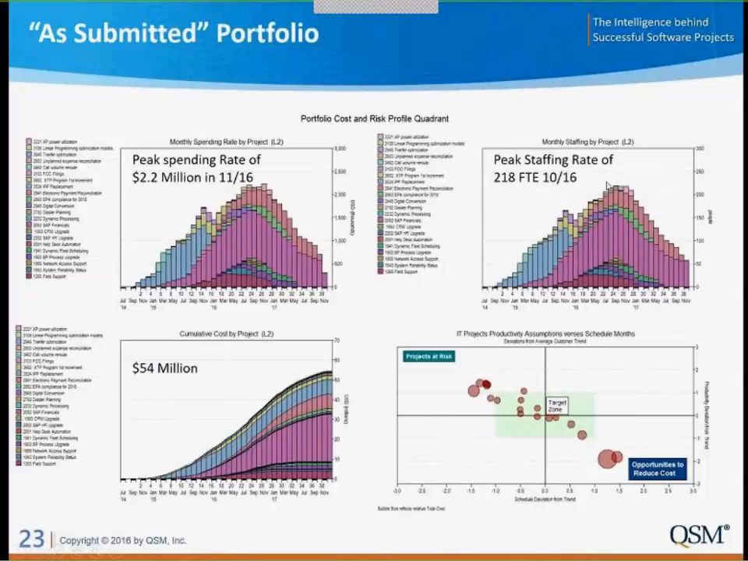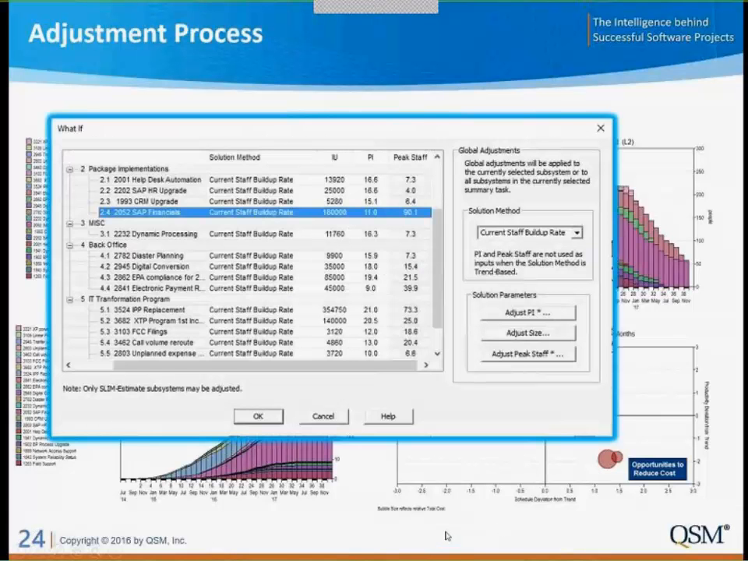That corresponds to a staffing of about 218 people and a total portfolio budget of about $54 million with a fair number of projects at risk and a few wasteful projects. So what do we do? We want to attack each one of these at-risk and wasteful projects to try to come up with something that we think is more reasonable.